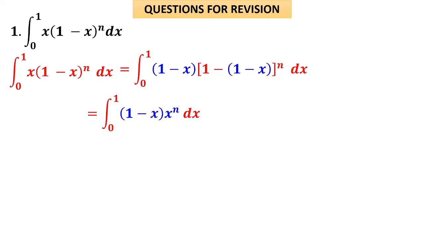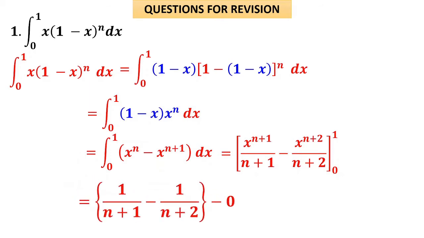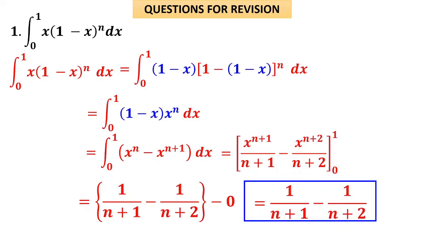It is a normal bracket to be expanded: x power n minus x power n plus 1. X power n integration is x power n plus 1 by n plus 1. X power n plus 1 integration is x power n plus 2 by n plus 2. When I apply the upper limit as 1, it is 1 upon n plus 1 minus 1 upon n plus 2. When I apply the lower limit, it is 0. Final answer: 1 by n plus 1 minus 1 upon n plus 2. Here when you apply the property, you are getting the integrand which can be integrated directly.